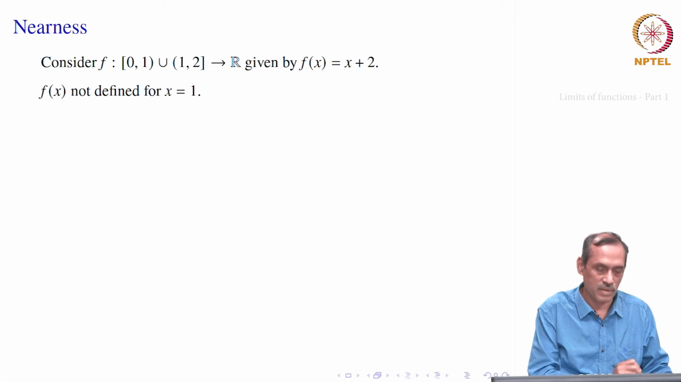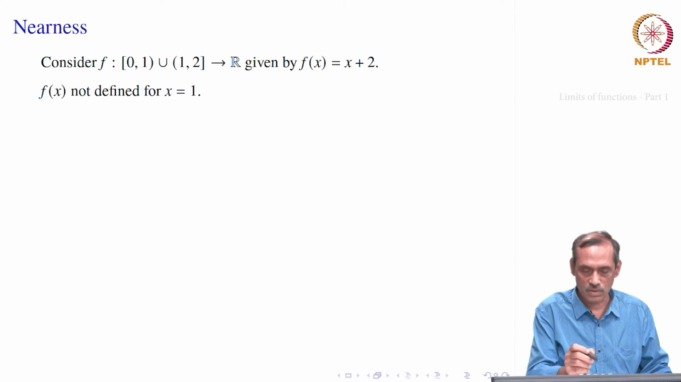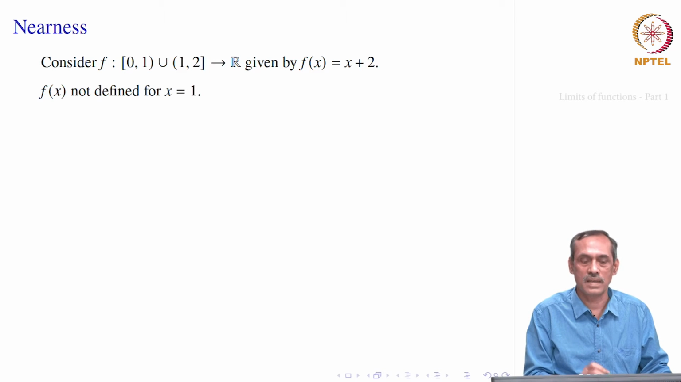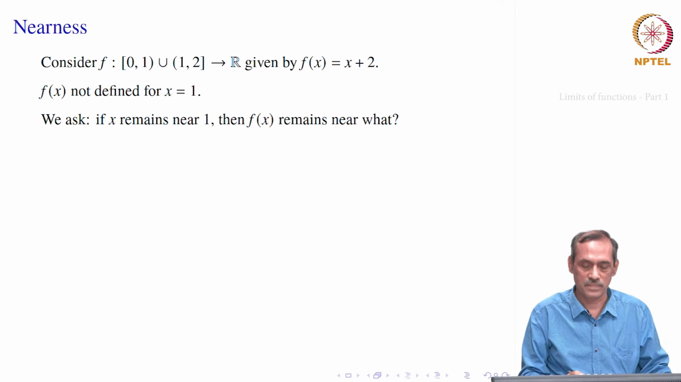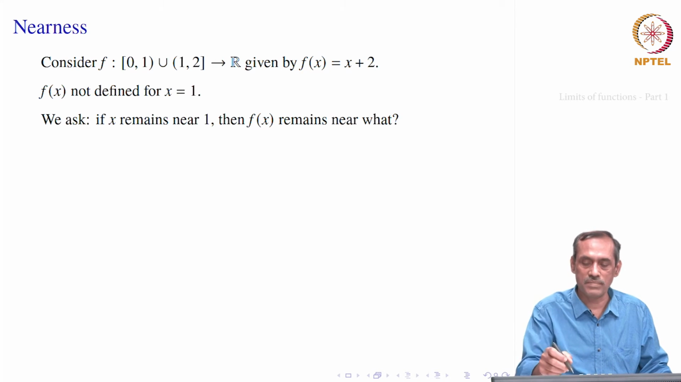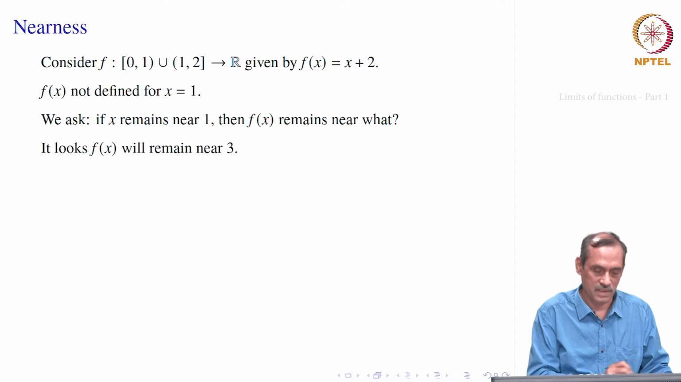Now, the question we are going to ask is: first notice f of x is not defined for x equal to 1, but we can think of x remaining near 1 on either side, either less than 1 or bigger than 1, but it cannot be 1, since f is not defined there, it is not in the domain. Suppose x remains near 1, then where does its functional value remain? Well, f of 1, had it been defined with the same function, would have been 3. So, naturally we would think that when x remains near 1, f of x might remain near 3.